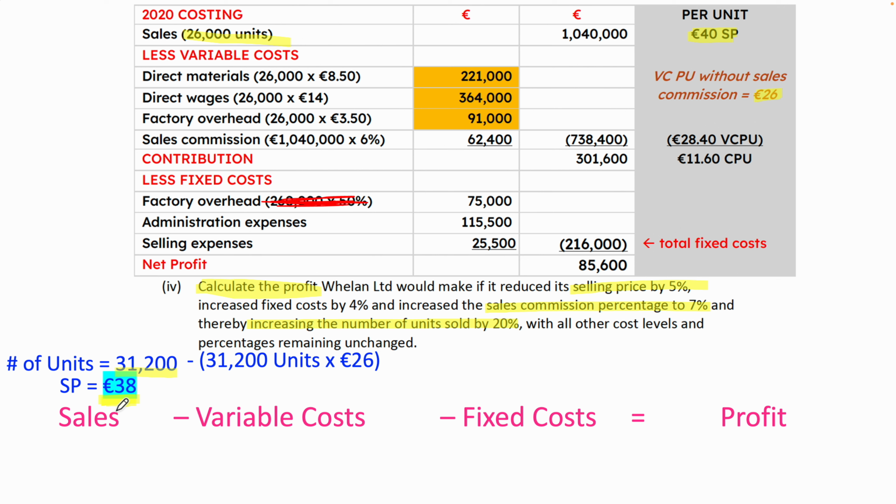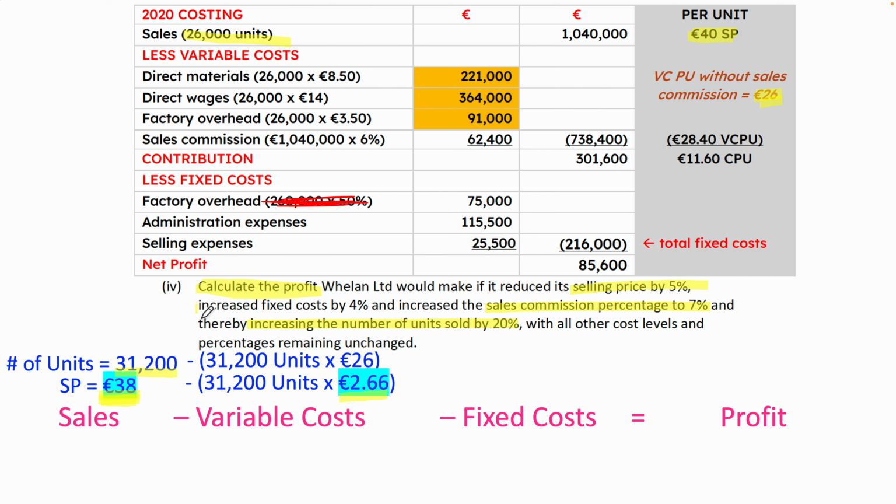So we're going to have 31,200 units multiplied by the 26, which is the variable cost without the sales commission. And then we're going to work out the new sales commission. So if you multiply €38 by 7%, you will get a new sales commission of €2.66. That part there is always very difficult for students to get. So you just have to really break it down.